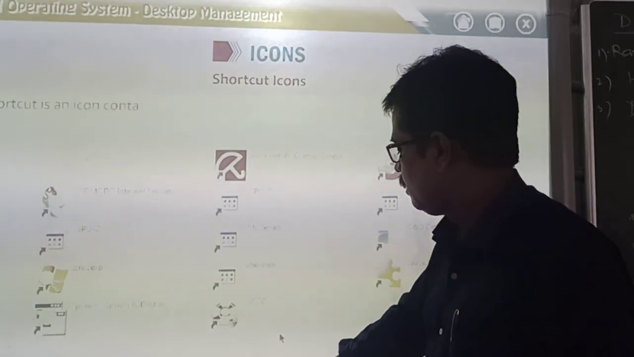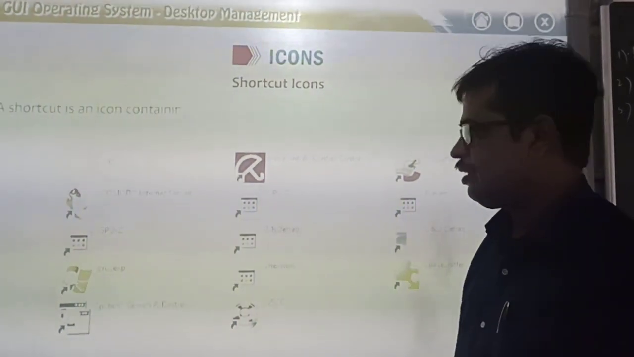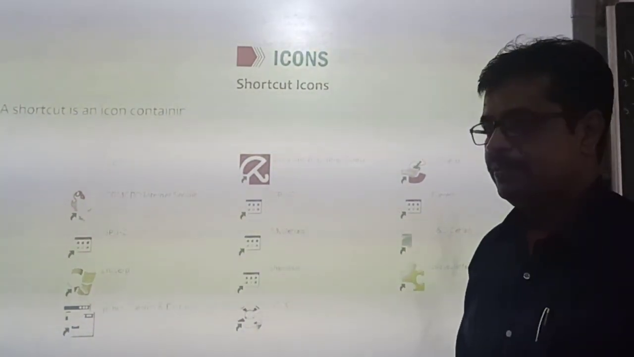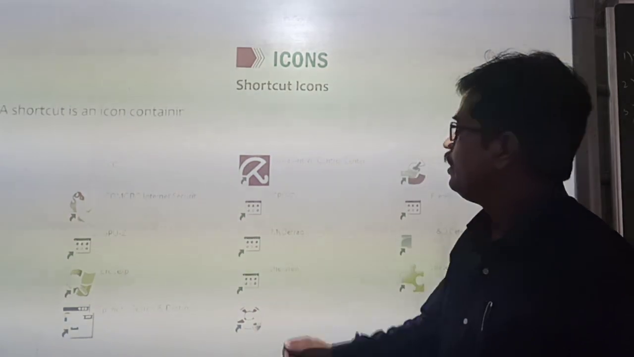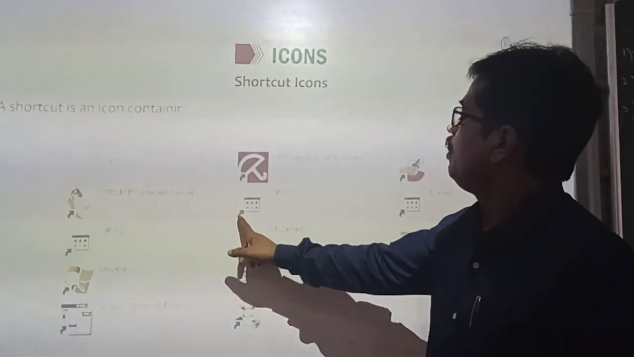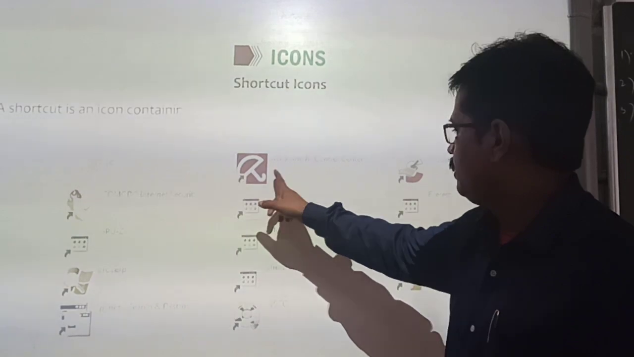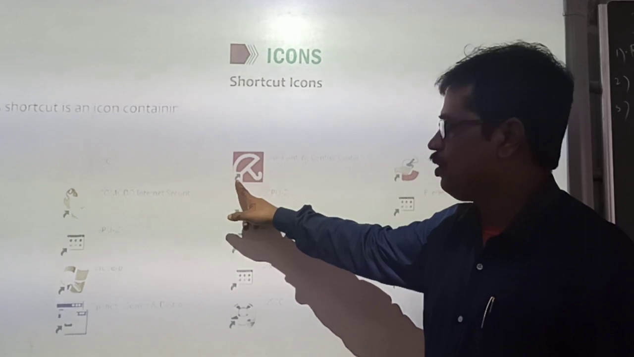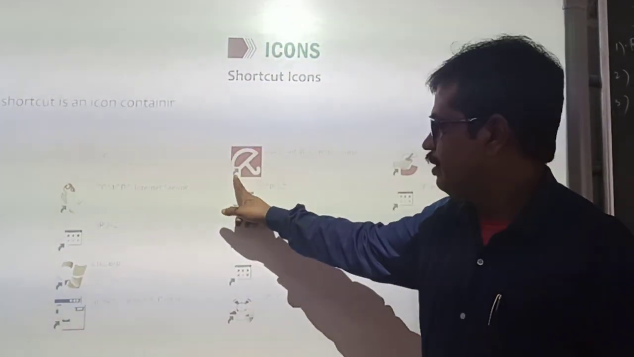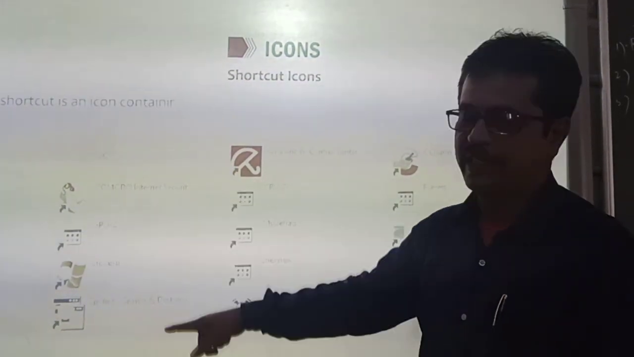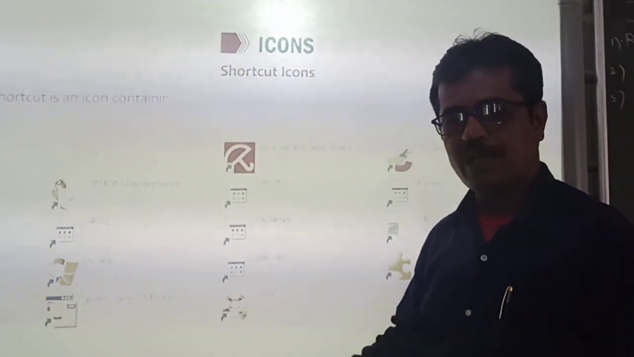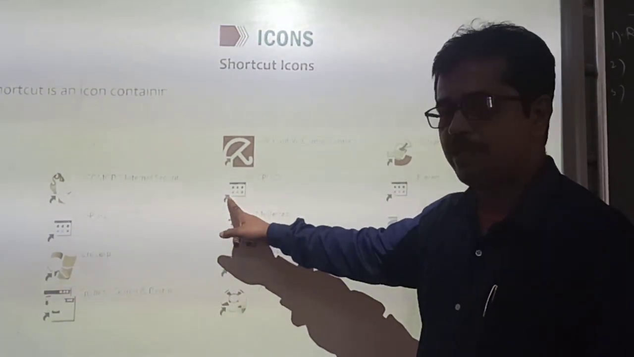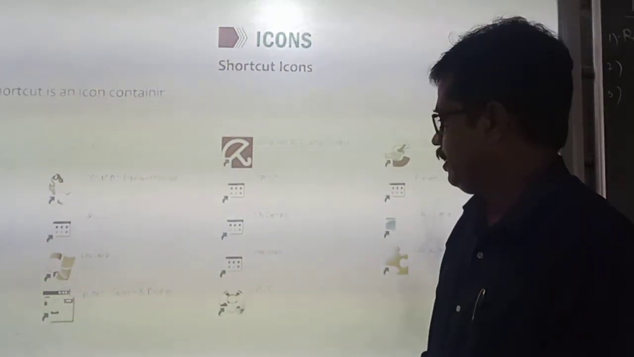Now shortcut icons. How can you identify whether an icon represents a program or a shortcut? The identification mark is a small jump arrow at the bottom left corner of the icon. When you see this jump arrow at the bottom left corner of any icon, that icon is the shortcut for the main program. The program is stored somewhere else, but this is the shortcut brought onto your desktop. So these are the shortcut icons.